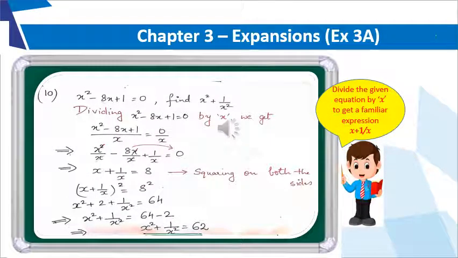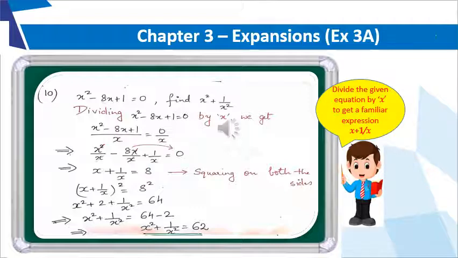Given x square minus 8x plus 1 is equal to 0, find the value of x square plus 1 upon x square. Divide the given equation by x to get a familiar expression x plus 1 upon x on the left hand side. When we divide the given equation by x, we get x square upon x minus 8x upon x plus 1 upon x is equal to 0 upon x. That implies x minus 8 plus 1 upon x is equal to 0. Transposing 8 to the right hand side, we get x plus 1 upon x is equal to 8.